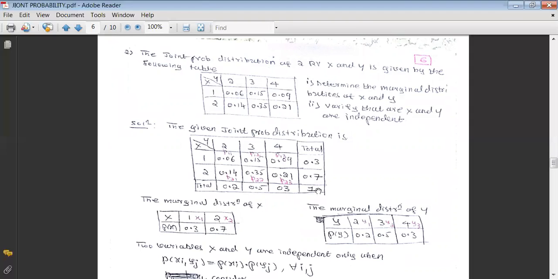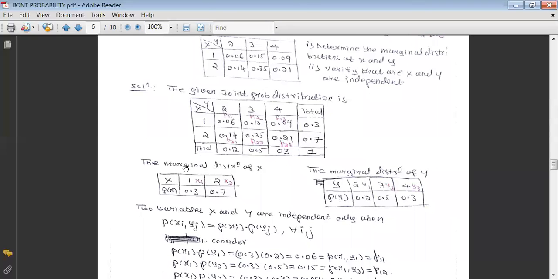In order to find the marginal distributions of x and y, first let us take each row total and each column total for the given joint distribution that we have written here. And this one is the joint probability that x takes the value x1 and y takes the value y1, that is p11, p12, p13, p21, p22, p23. That we can denote like that. Now the first row total is 0.3, the second row total is 0.7, the first column total is 0.2, the second column total is 0.5, and the third column total is 0.3.